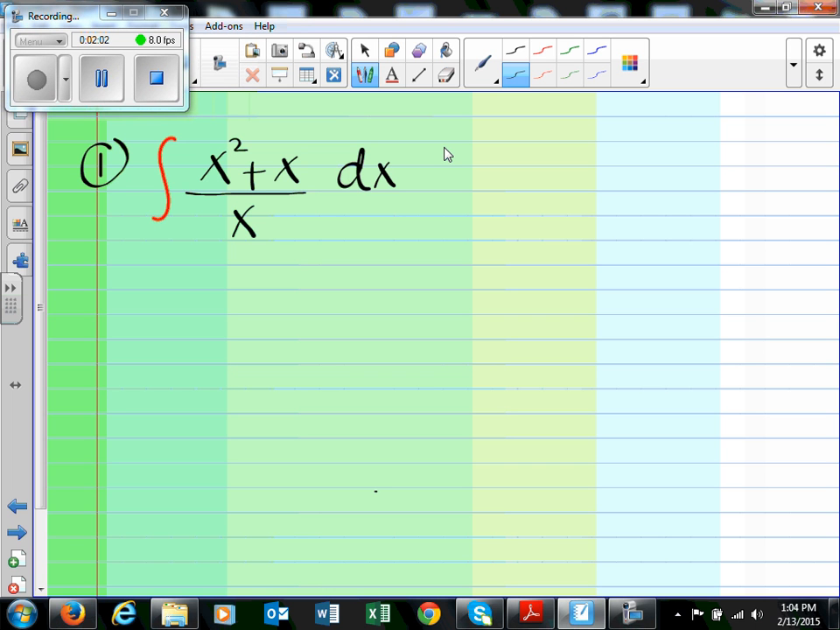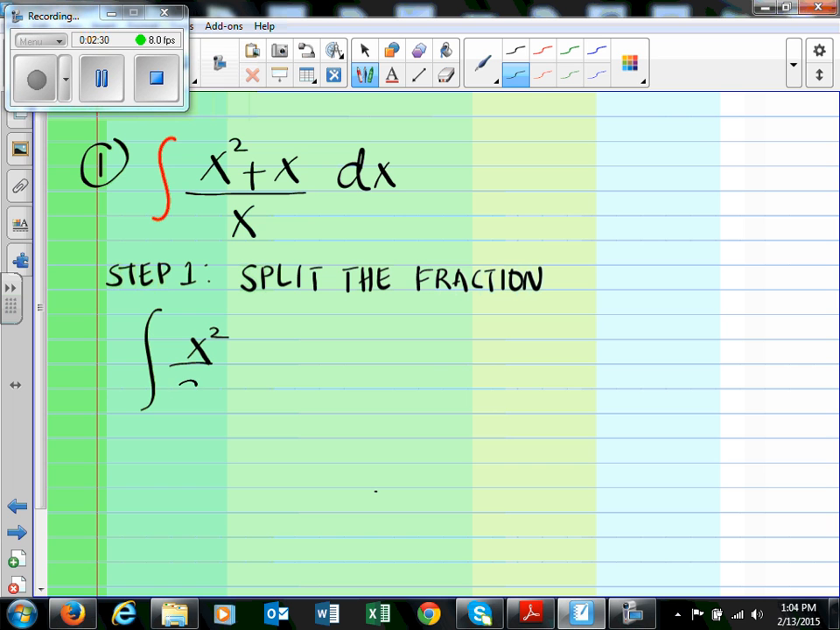So, when you have such a function, the first step is going to be, you're going to split. Step 1 is split the fraction. So, what am I going to do? In the integral, do you see I can split it into x squared over x plus 1, x over x, that's 1, okay? Do you understand what I did? So when you have one denominator, you're going to do x squared over x plus x over x. You understand? That's the first step.